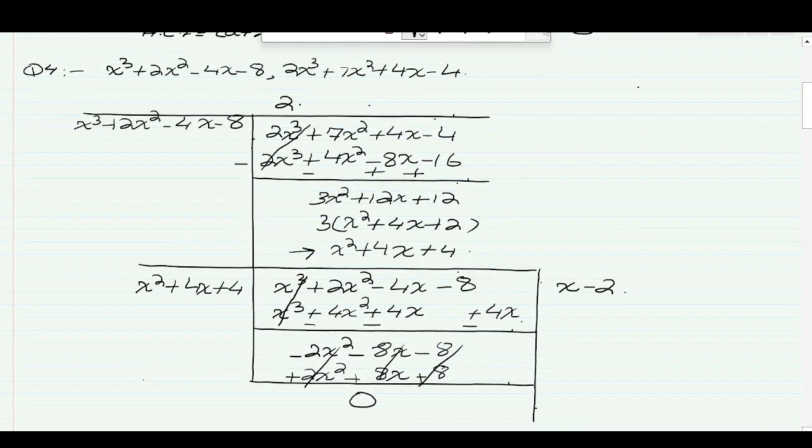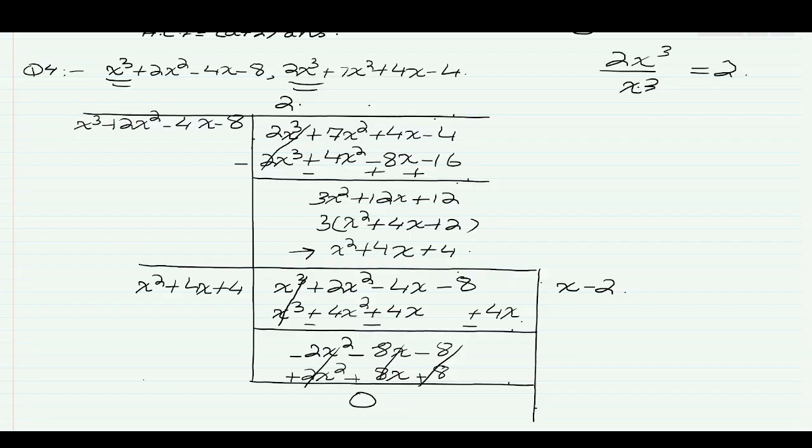Here, the first polynomial is x cube plus 2x square minus 4x minus 8, and the second is 2x cube plus 7x square plus 4x minus 4. Now let's look at the terms. Here we have x cube and here we have 2x cube. If you take 2x cube and divide it by x cube, you get 2 only. So that means that our second polynomial is greater than the first.